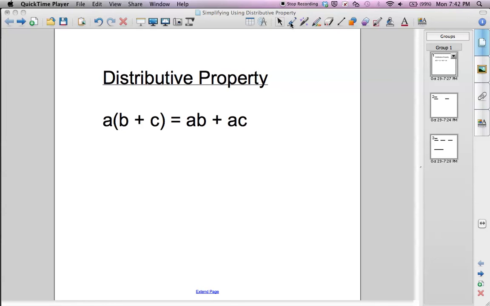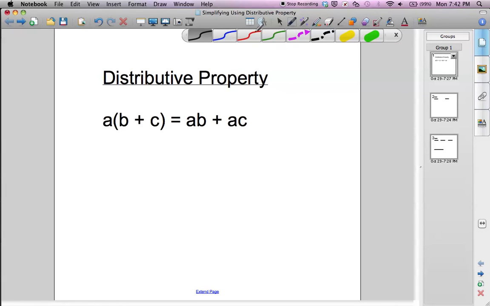Hello, this is Mr. Collier, and today we're going to be simplifying some expressions using the distributive property.